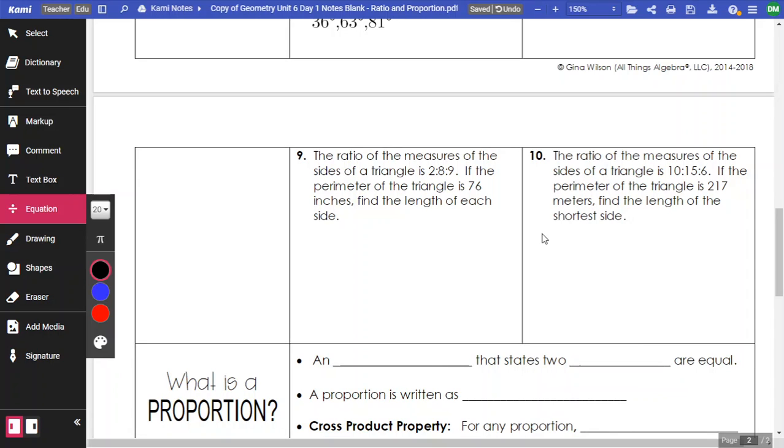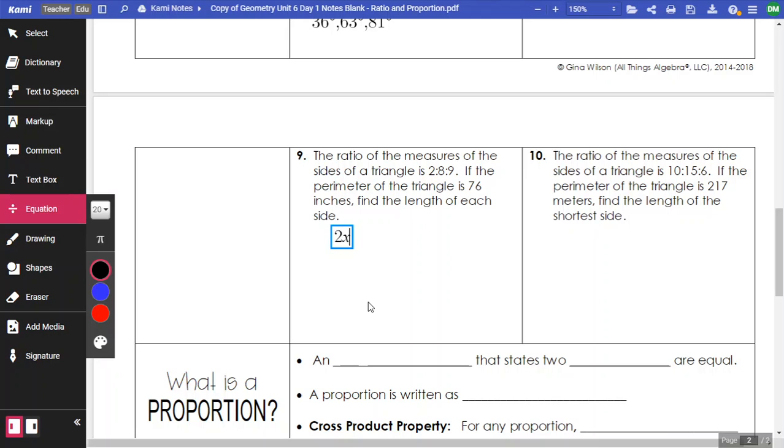So number 9 says the ratio of the measures of the sides of a triangle is 2 to 8 to 9. The perimeter of the triangle is 76 inches. Find the length of each side. So we only set things equal to 180 if we're talking about angles. This is a very, very common mistake. If we're talking about sides, we need to know the perimeter, which in this case they gave us was 76 inches. But other than that, I'm going to set it up exactly the same way.